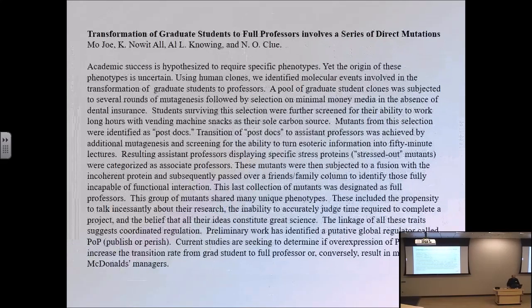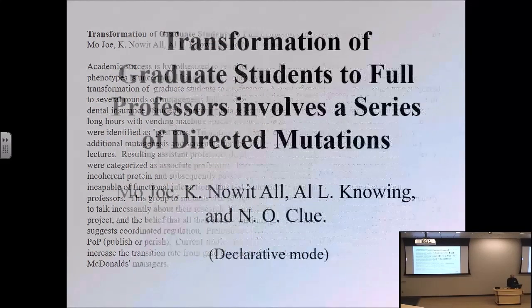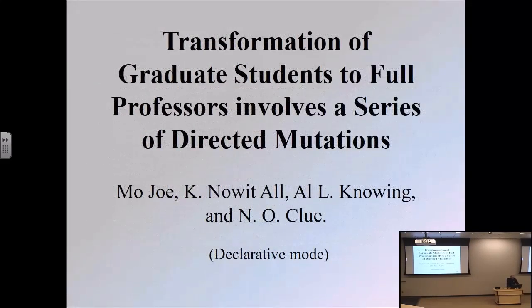All right, so let's go through an example of an abstract. First off, the title. Remember, title length and title content are very important. "Transformation of graduate students to full professors involves a series of directed mutations." So this is the declarative style of title. How many words is it? 1, 2, 3, 4, 5, 6, 7, 8, 9, 10, 11, 12, 13 words. So it's right there in that appropriate range.